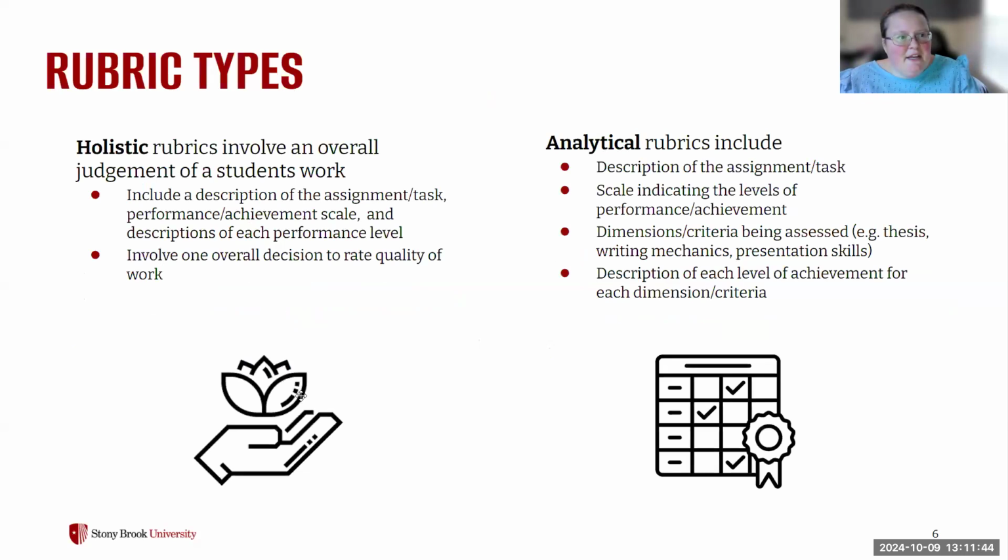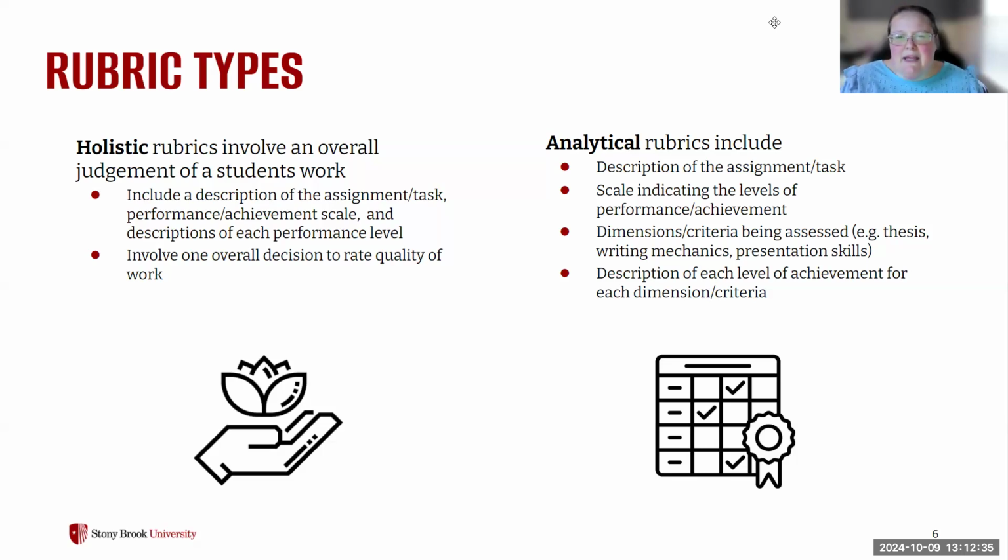So our rubric types, right, are your holistic rubrics and your analytical rubrics. Holistic, right, there's one overall judgment of a student's work. So there'll be a description of what the assignment or task was, a performance scale, right? So sometimes you could lay it out specifically saying like, this is what an A looks like, this is what a B looks like, this is what a C looks like. You could also have the performance scale be exemplary, satisfactory, and developing, right? You would choose what that scale would be. And then you would describe what that exemplary piece of work looks like or what that A-level piece of work would look like. And so you only have to make one overall decision in rating the quality of work.